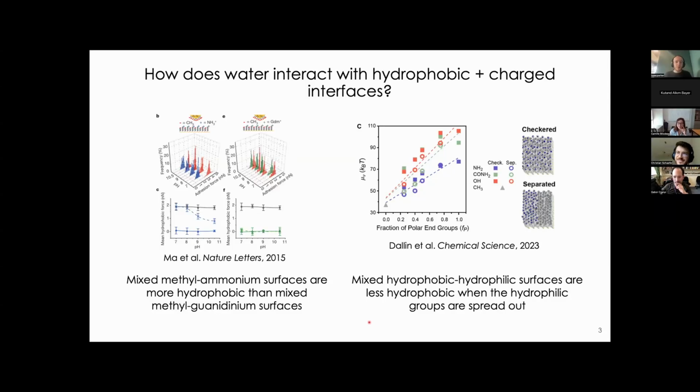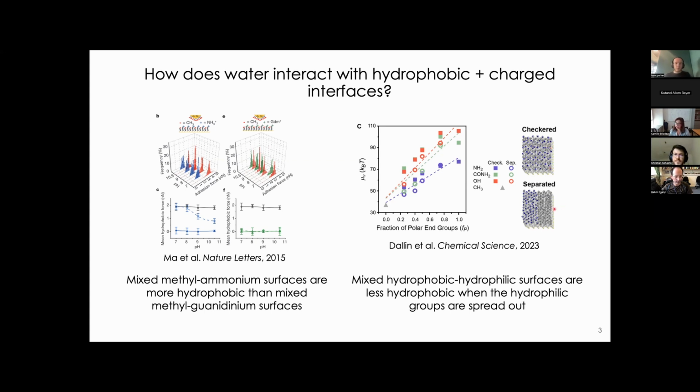Another really interesting series of studies, more on the simulation side, have focused on trying to understand how the arrangement of hydrophilic groups on hydrophobic surfaces impacts surface hydrophobicity. This particular paper out of Reed Van Lane's group in Wisconsin showed that if we take hydrophilic groups and place them on a hydrophobic backdrop, if we make them completely spread out across the hydrophobic surface, we get a more hydrophilic surface.